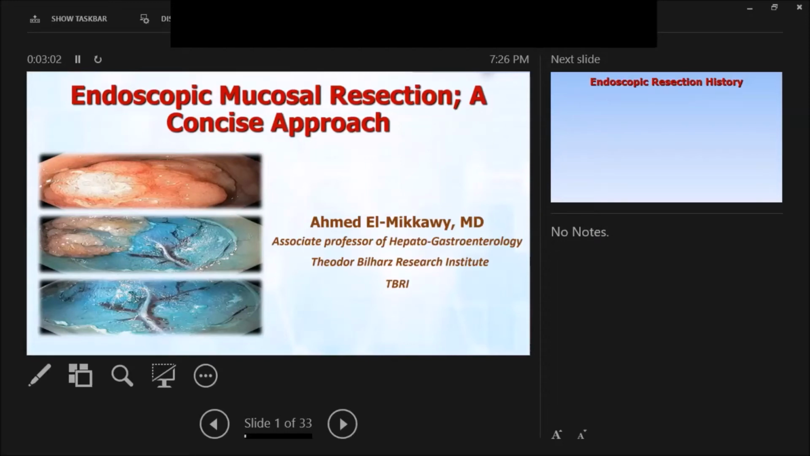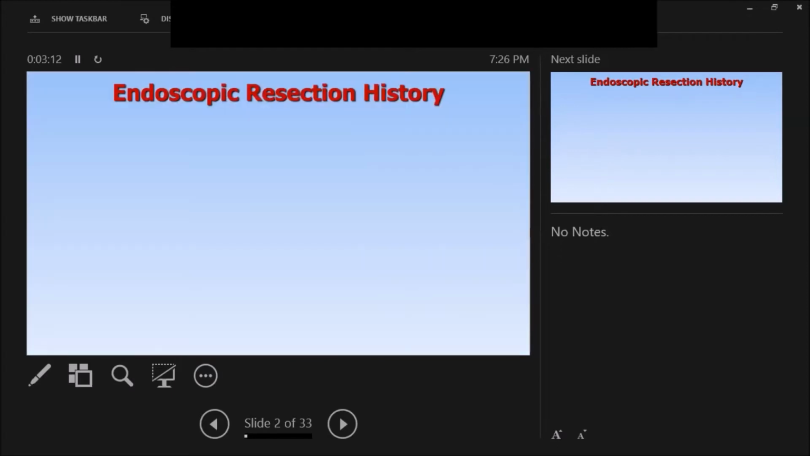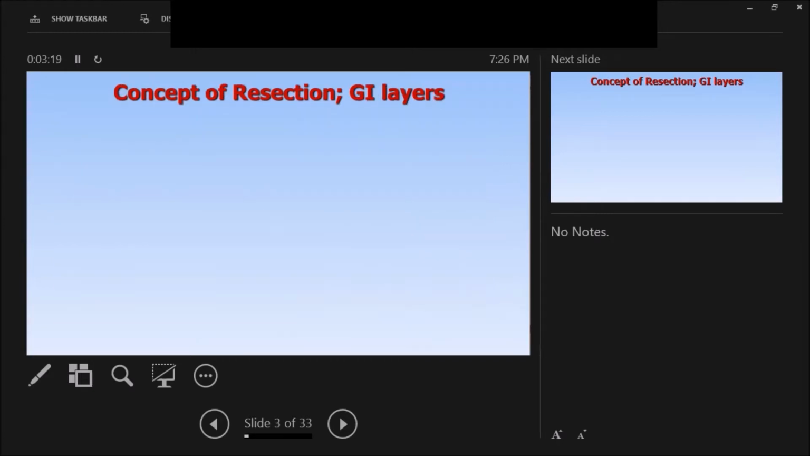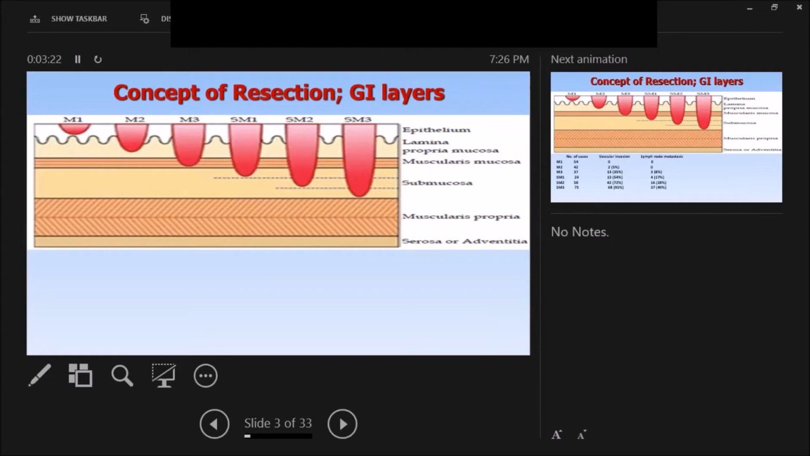Actually, it's not a new technique, EMR. It's an old technique, but just a global overview over endoscopic mucosal resection. Actually, the first case of endoscopic polypectomy was done in 1973. Before this era, surgery was the only solution for any GI polyp.